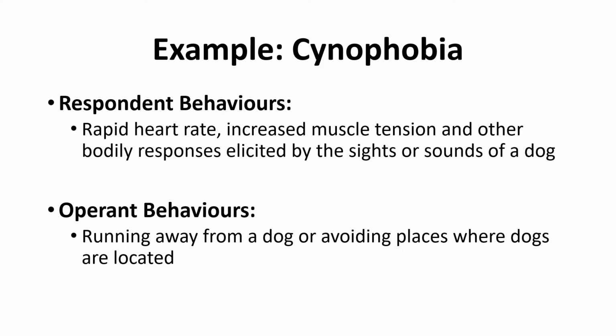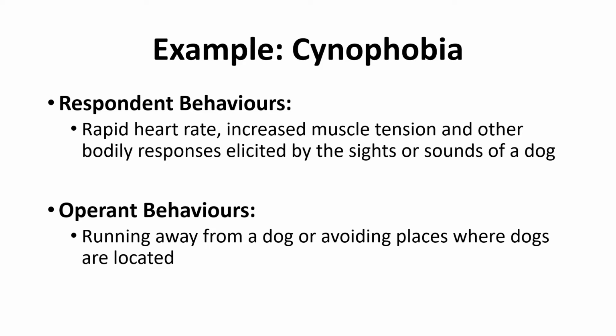We're going to use the example of cynophobia, which is the fear of dogs. So if somebody is afraid of dogs, and anytime they see a dog, they are afraid of them and want to leave the room, we can break this down into respondent and operant behaviors. Our respondent behavior would be that autonomic response: a rapid heart rate, increased muscle tension, and other things that come from the body, like faster breathing. Maybe they start sweating, things like that. And all of those are elicited automatically by the sight or sounds of a dog. Sometimes even thinking about a dog is enough of a stimulus to elicit these respondent behaviors.